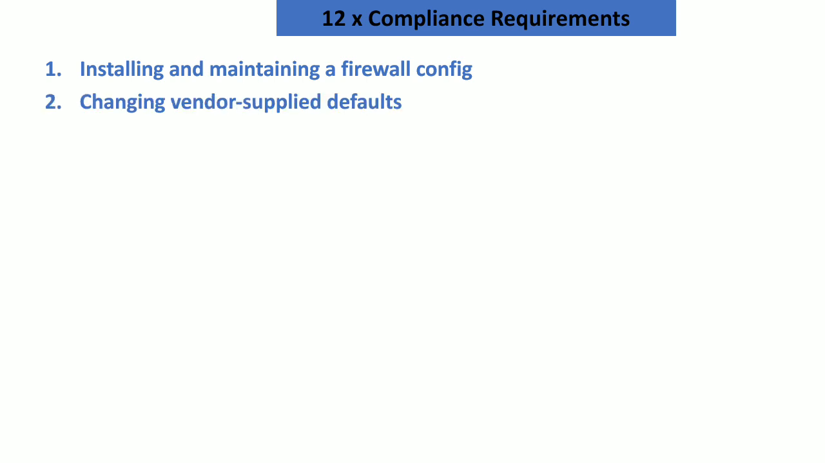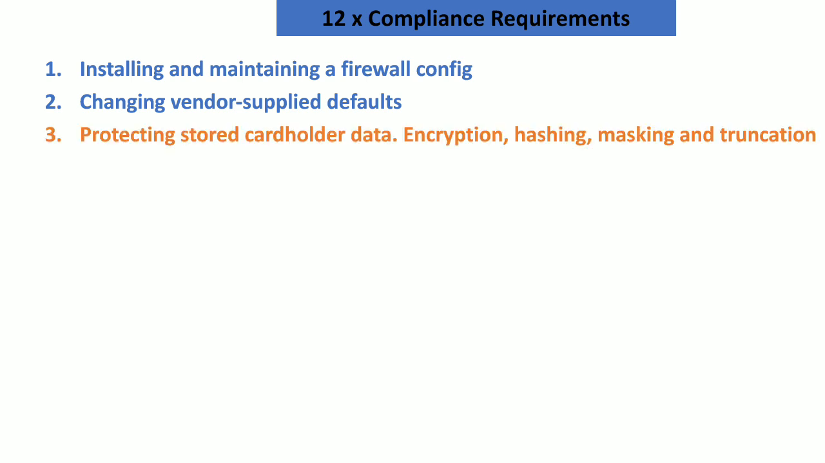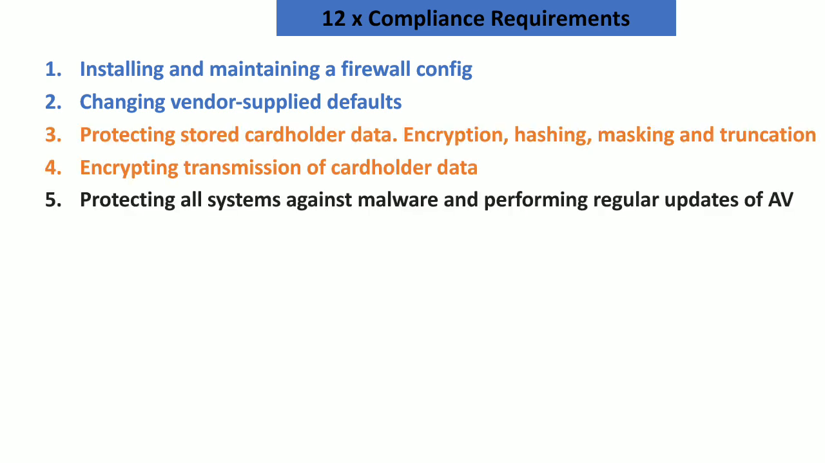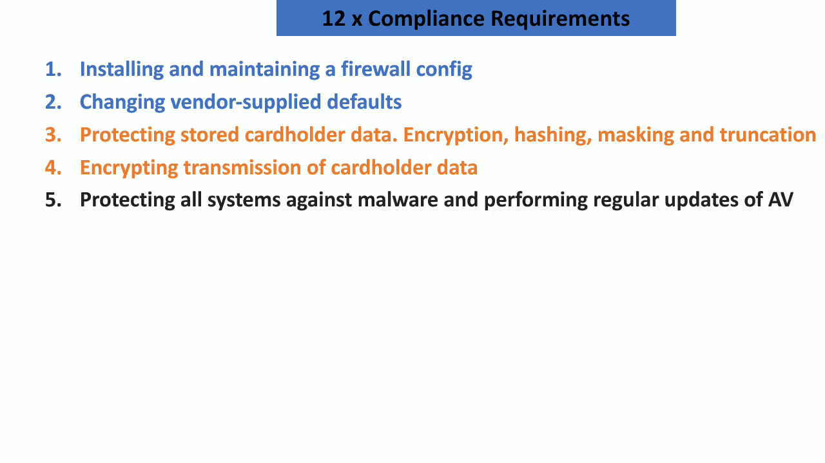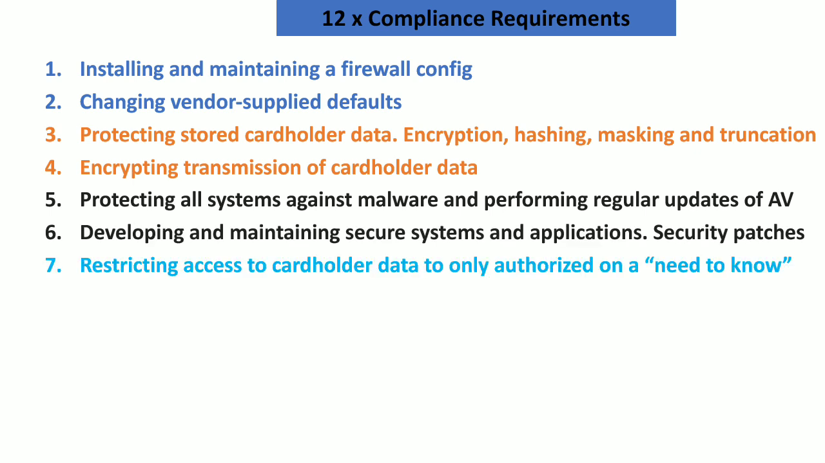So the first 2 requirements belong to secure networks and systems, that is installing a firewall and changing the vendor-supplied defaults on your security devices. And then the third and fourth requirements are related to protecting the cardholder data, that is through encryption, hashing, masking or truncation, and then encryption of the cardholder data as well.